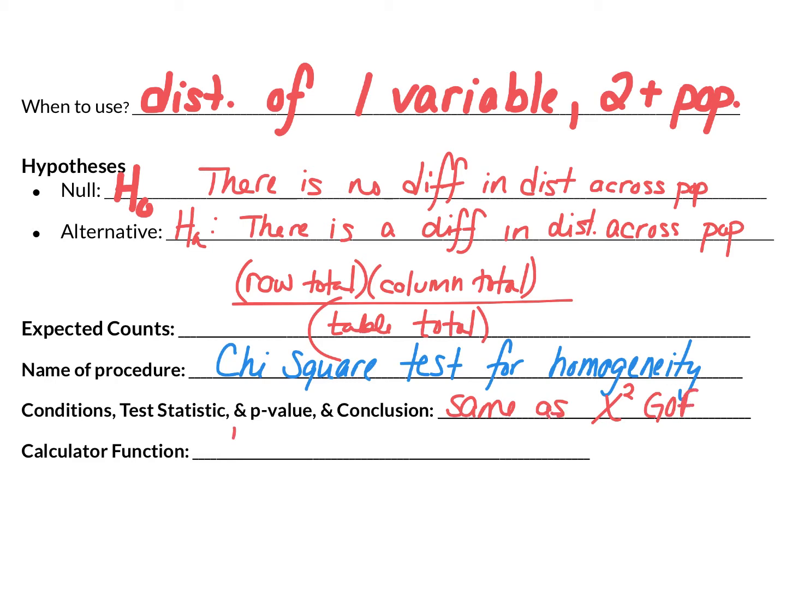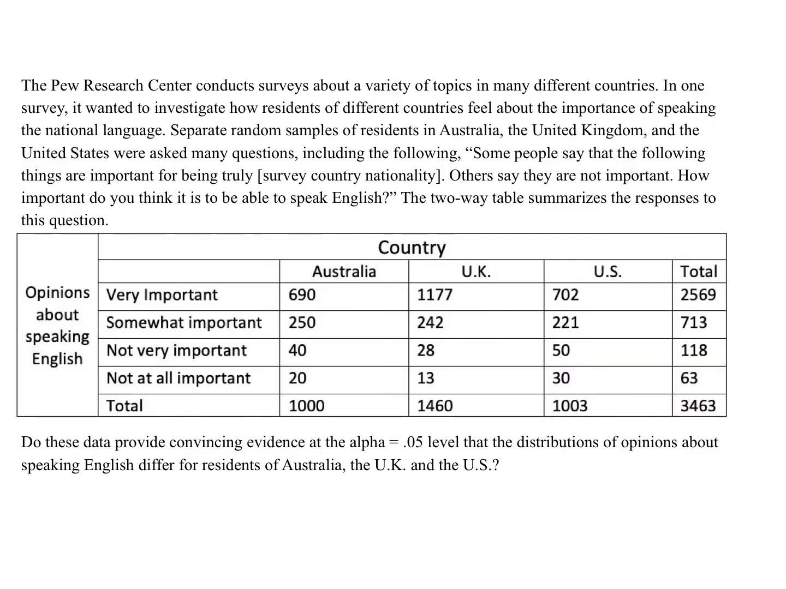When we go to use our calculator function, this is going to be in stat calc, arrow over to test, and it's going to be option C, and this one's labeled just as your chi-square test, which is why it's easy for kids to forget the for homogeneity when you're writing out your answer. So let's go through this with an example.